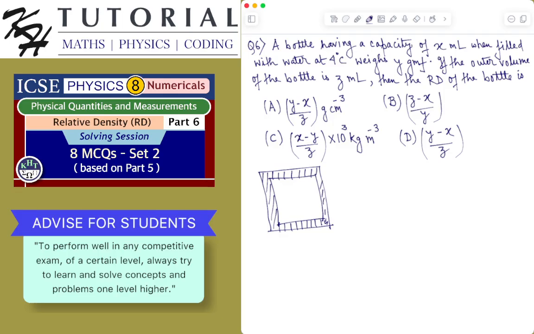So this is the inside of the bottle, it is completely filled with water at 4 degrees centigrade, and so the volume of water at 4 degrees centigrade is given to be x milliliter. The capacity of the bottle is given to be x milliliter, which essentially means that if it is completely filled with water, the volume of the water will also be x ml, which is nothing but x centimeter cube. 1 milliliter is equal to 1 centimeter cube.